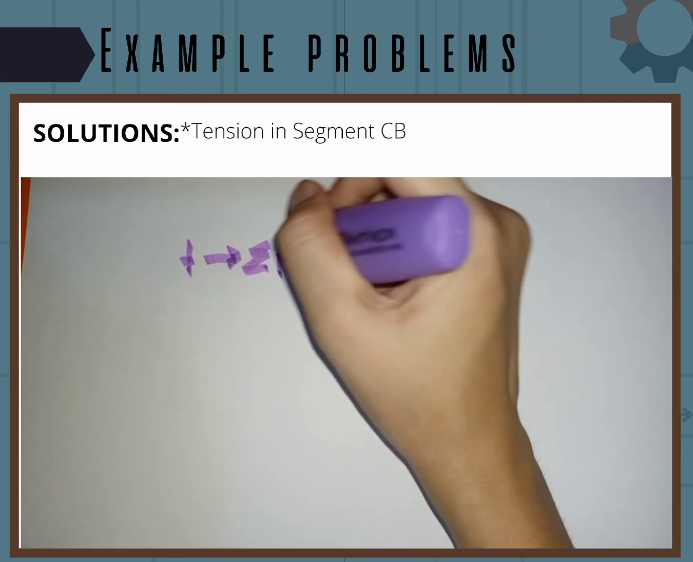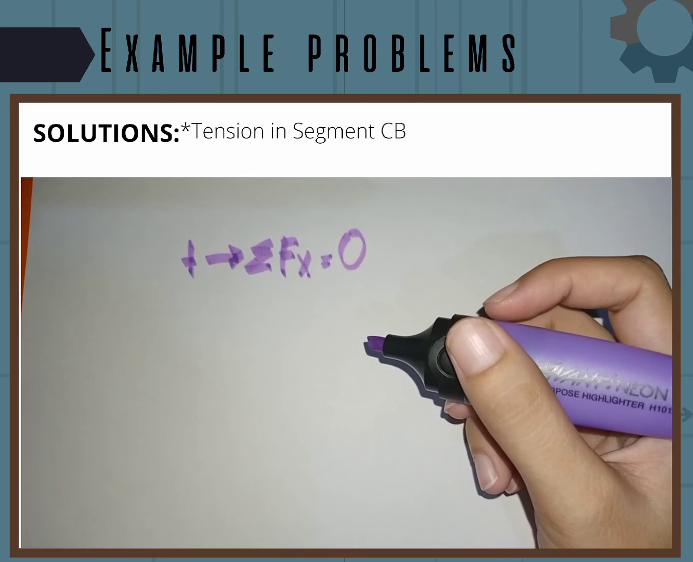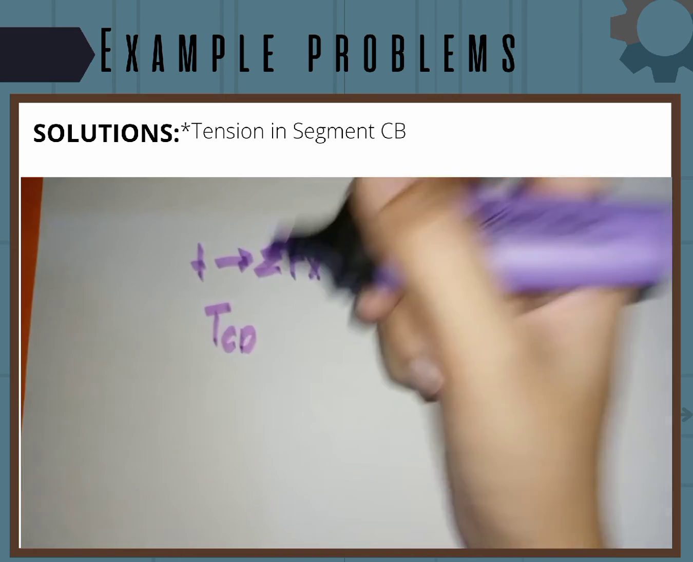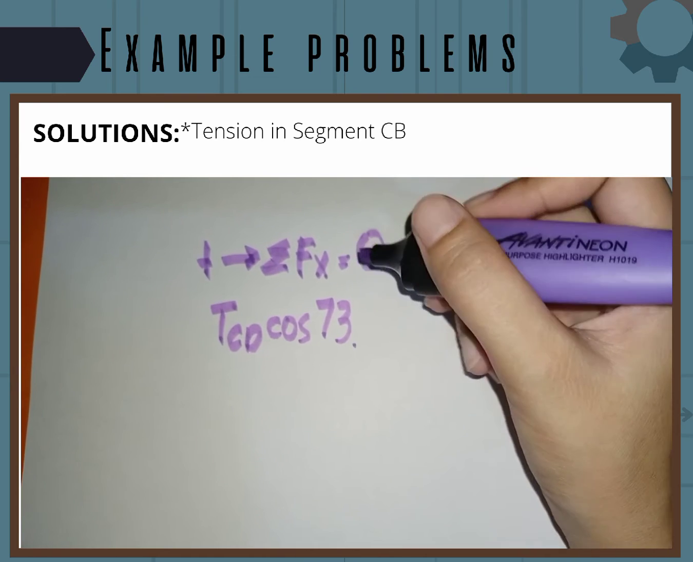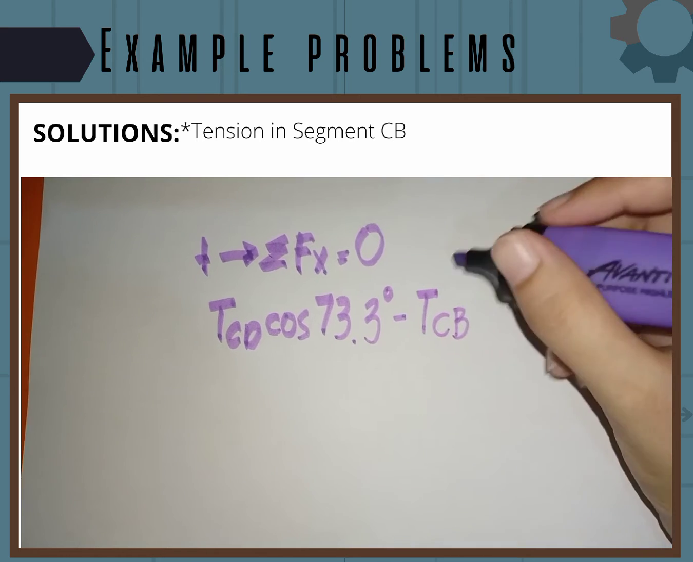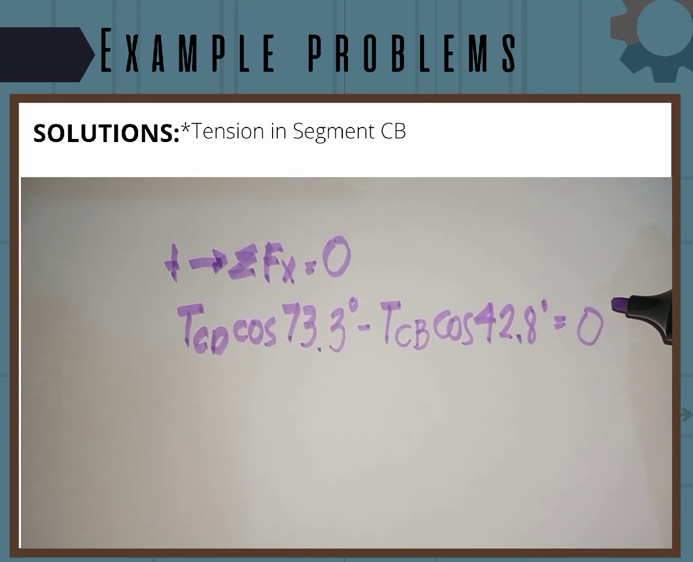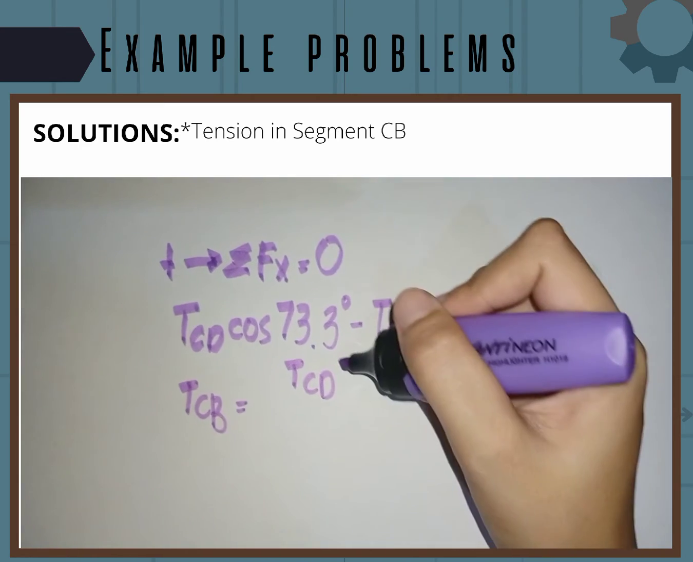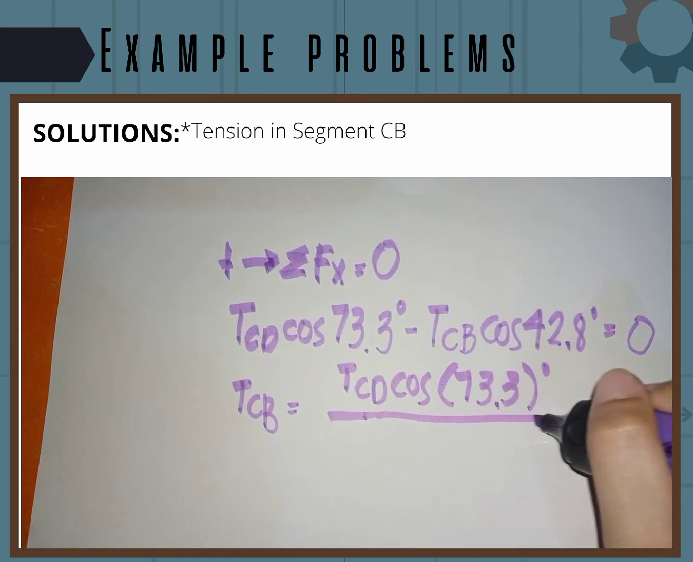We have to find all the horizontal forces by summing them up. Summation of Fx is equal to 0. Then tension CD cosine of 73.3 degrees minus tension at CB cosine of 42.8 degrees is equal to 0. Now we're going to divide it: tension of CD cosine of 73.3 degrees over cosine of 42.8 degrees.